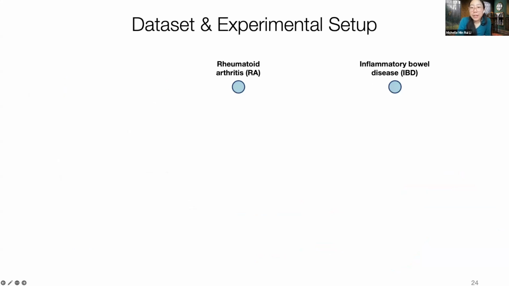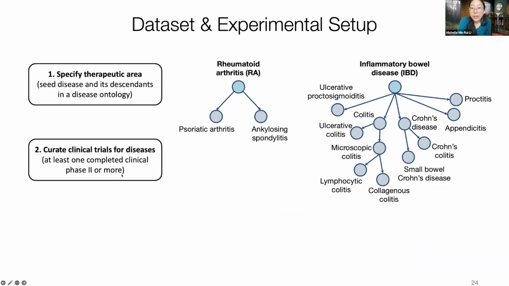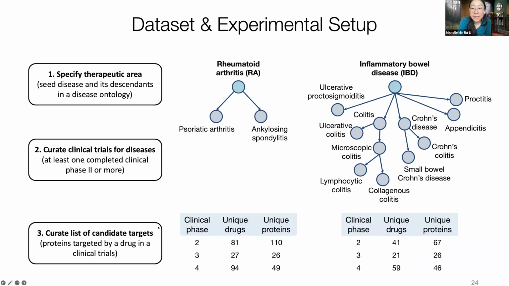The 2 therapeutic areas that we choose to study are rheumatoid arthritis and inflammatory bowel disease. Since there are subcategories of RA and IBD, we broadly define RA and IBD by including these diseases here. We curate clinical trials for these diseases and subset to those that have at least completed phase 2, and these become our set of positive training examples.